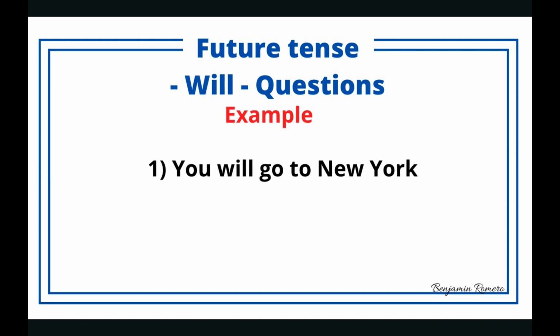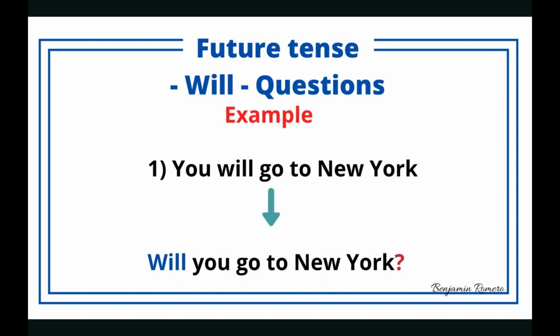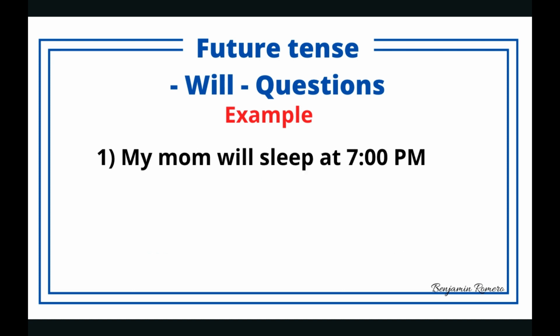Now let's go for the next example. You will go to New York. So we just have to do two things originally. Remember, switch the person with the auxiliary and add the question mark. Boom. There you go. Look at that. Now this is a question. Will you go to New York? And now, let's see the next example.